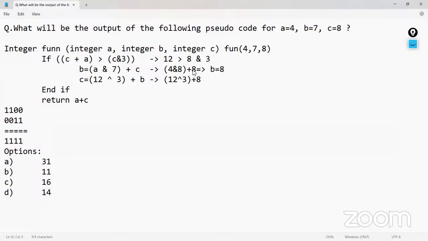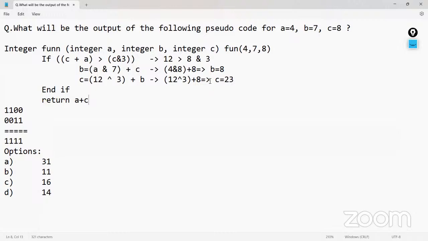If you find out all these answers, 1 plus 2 is 3, 3 plus 4 is 7, 7 plus 8 comes to 15. So the result of 12 XOR 3 is 15, and 15 plus 8 becomes 23. So C becomes 23. Now what do we need to return? We need to return A plus C, that is the value of A, 4, plus 23.